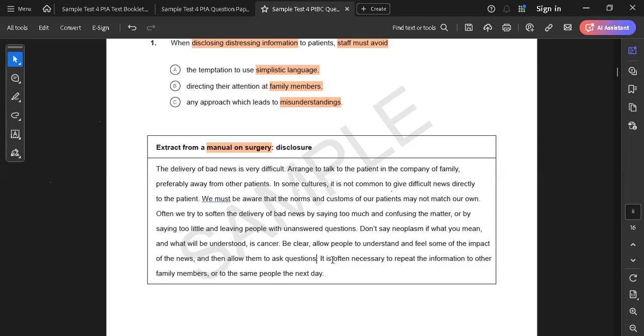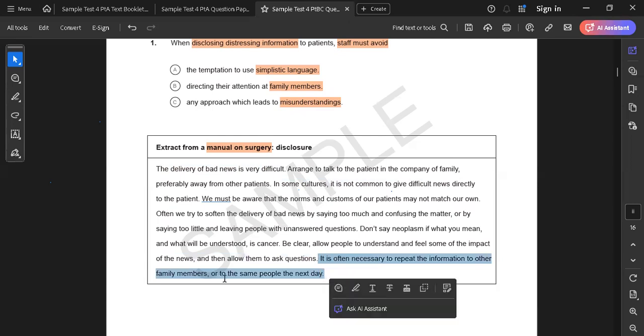And then again they said it is often necessary. You should even focus on these words. You say must and often. So it's not must, it's often necessary to repeat the information to other family members. Again, you see, this is a distractor, that you see some information related to family members again. That is why maybe you have selected this, because you see the family members written twice in the passage, or maybe thrice in the passage.